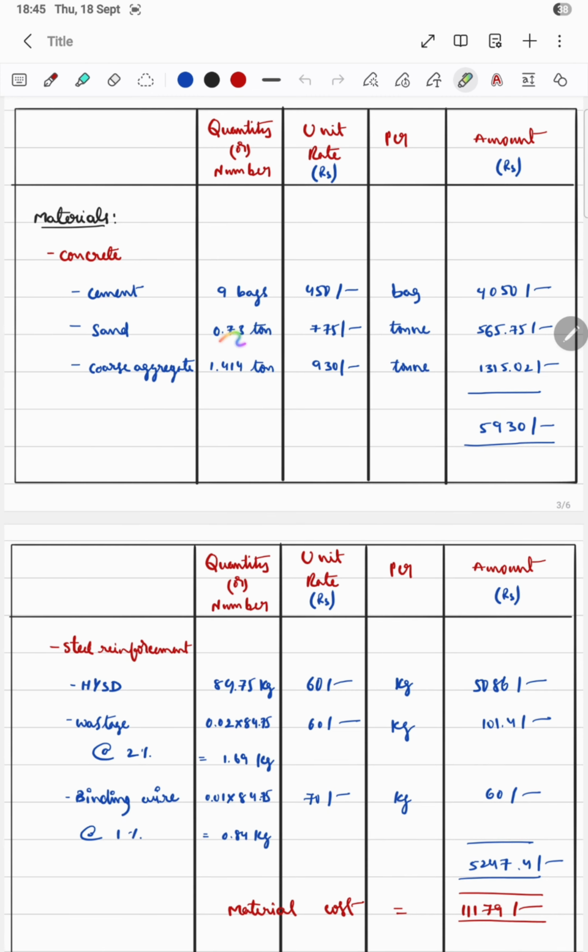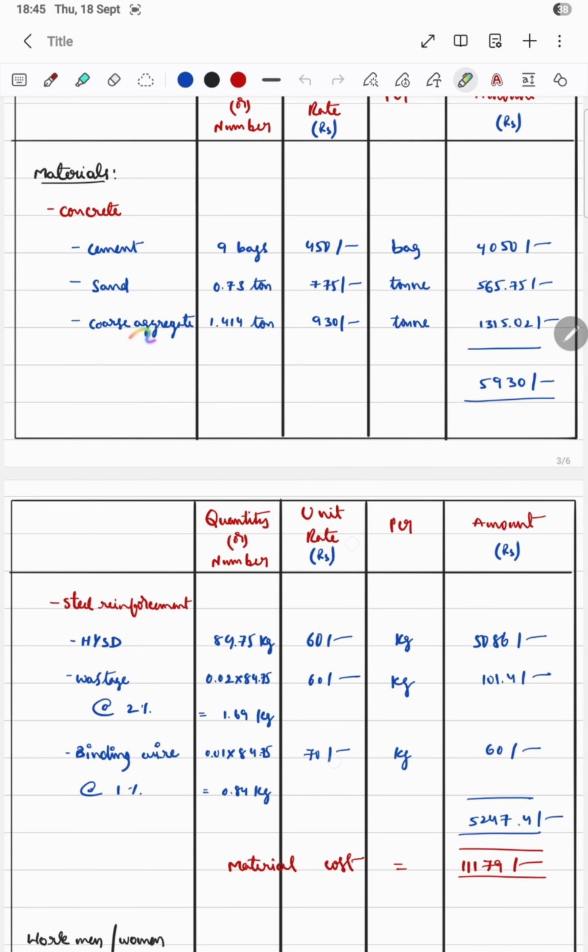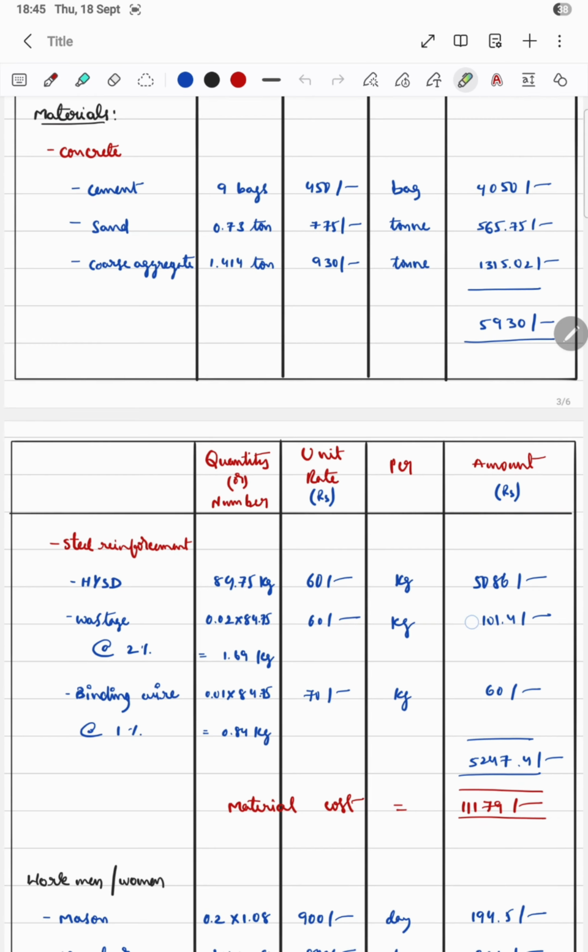In the same way, we multiply 0.73 tons of sand with the rate per ton, and we get 565.75 rupees for the sand required. For coarse aggregate, we have this many tons and the rate is 930 rupees per ton. We multiply with the volume weight, get the total amount, and add it all up. The total material cost for concrete itself is 5930.